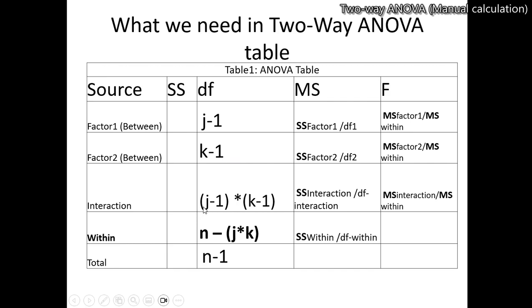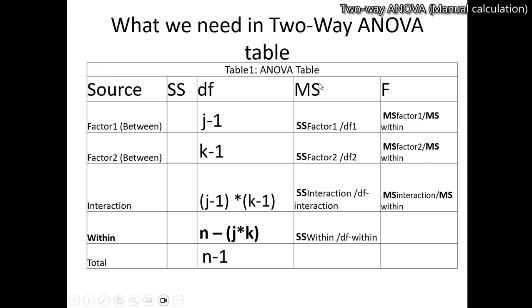For the interaction term, the degree of freedom will be simply the degree of freedom for factor 1 and the degree of freedom for factor 2, both multiplied. For degree of freedom within, we subtract the number of categories of factor 1 times the number of categories of factor 2 from the total number of samples. Degree of freedom for total equals the total number of samples minus 1, that is, n minus 1.